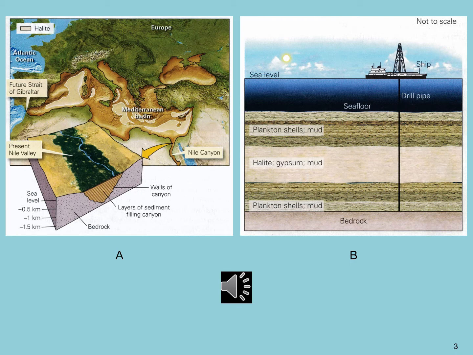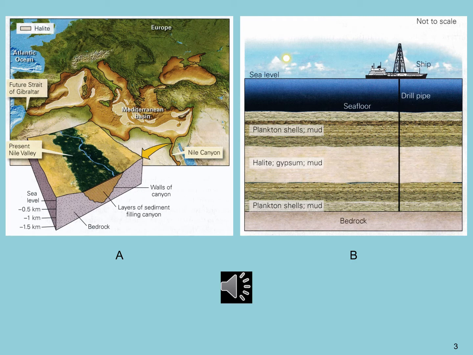It remained a mystery until 1970 when geologists began to study the Mediterranean sea floor by drilling into it, Figure B. They expected to find layers of sediments containing fossil plankton and mud. They did find the layers of plankton and mud, and also, to their surprise, the drill penetrated a 2-kilometer thick layer of halite and gypsum. These minerals form only when sea level dries up.